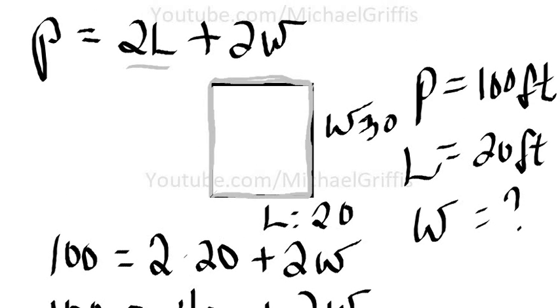Alright, what about the area? What's the area of this rectangle? Well, that would just be L times W. So that would be 20 times 30. I'll let you work that out.